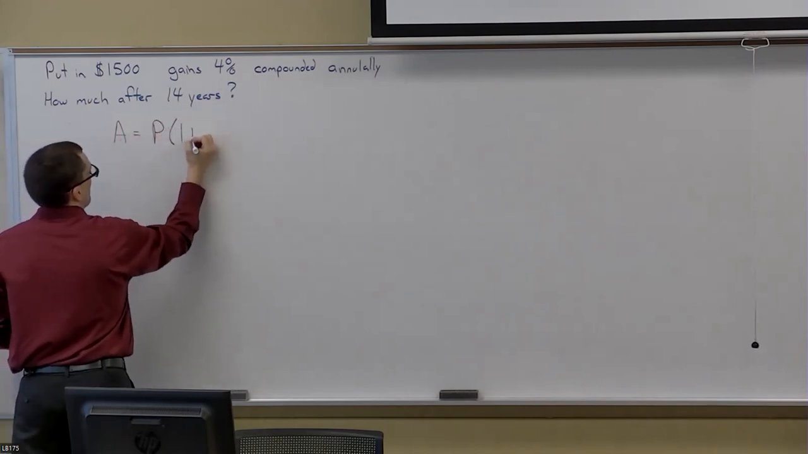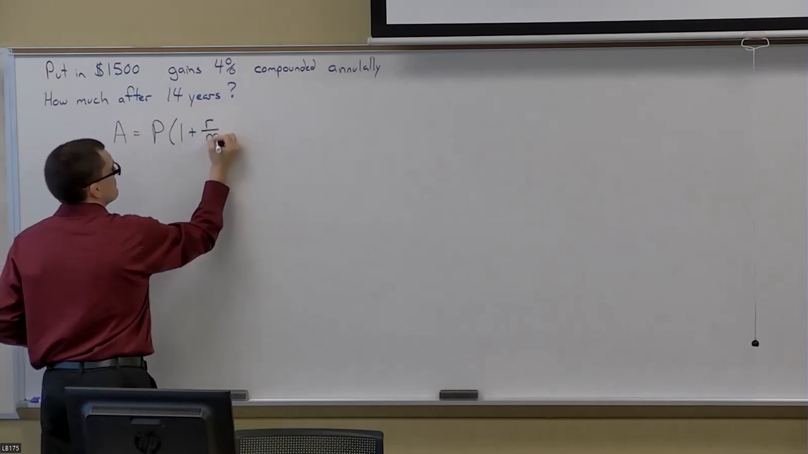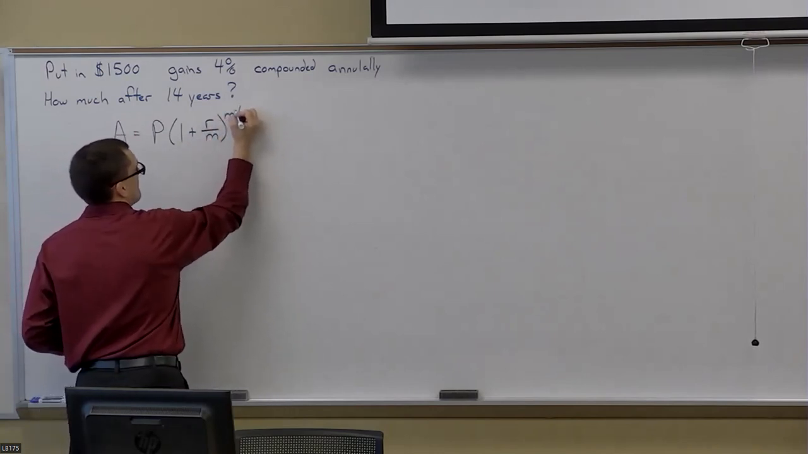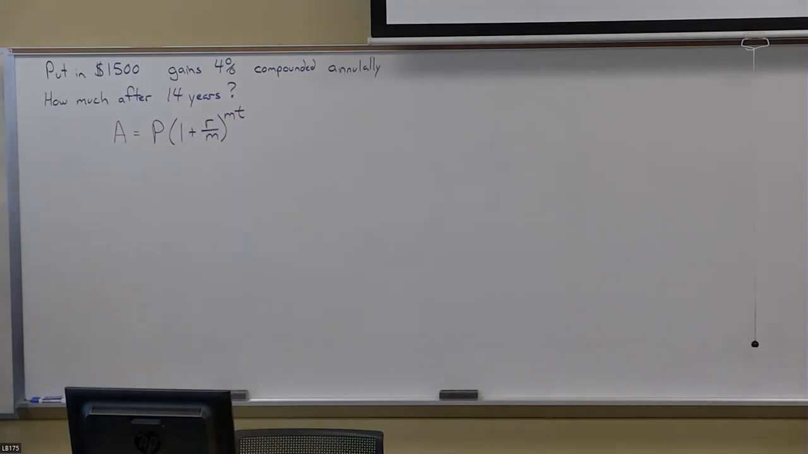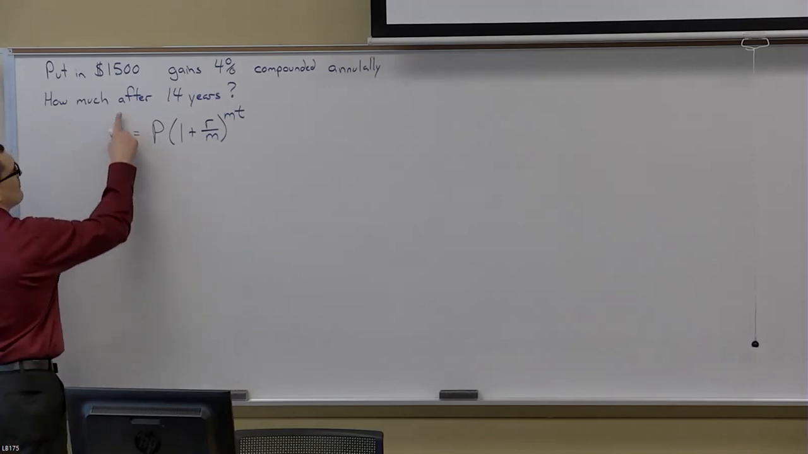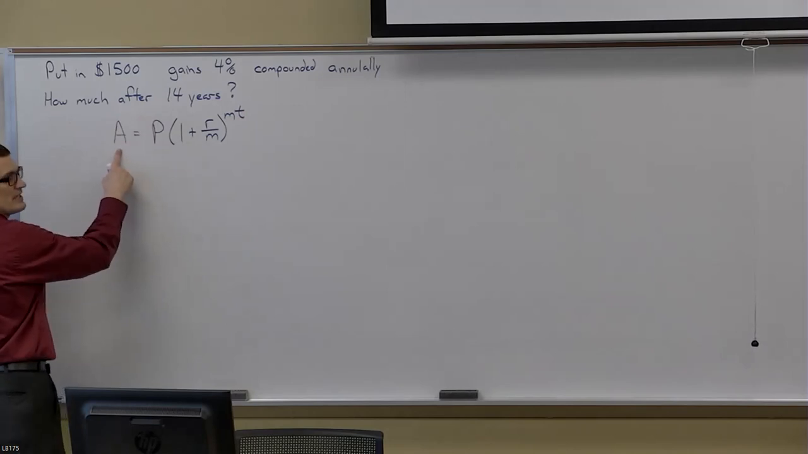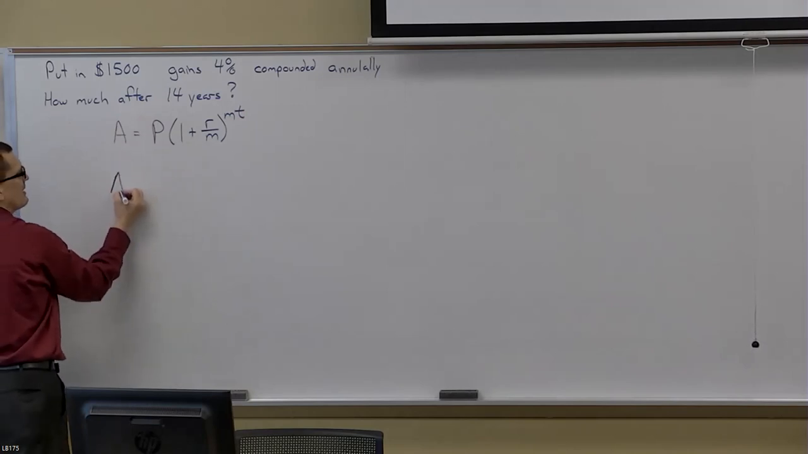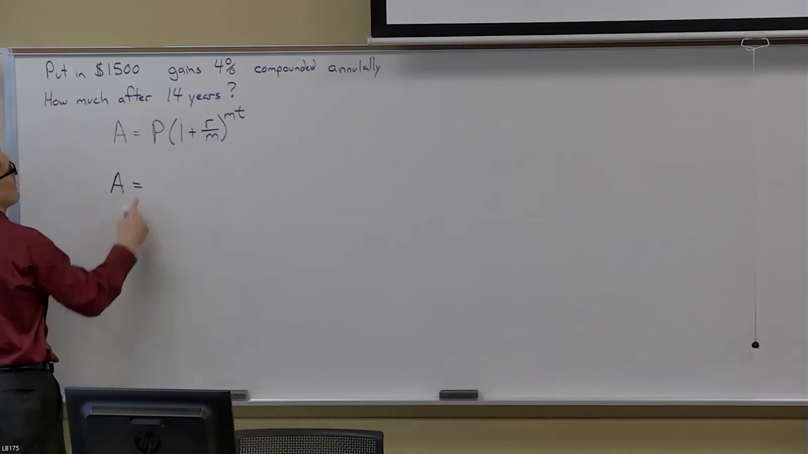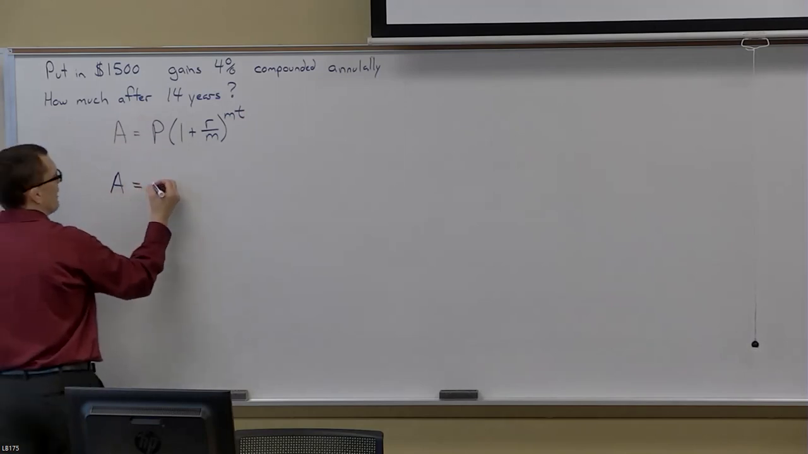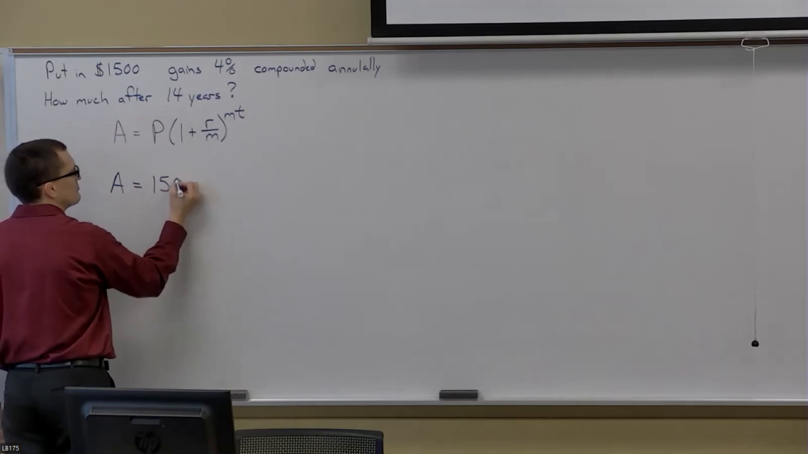I like rewriting, especially in my notes, this formula. Obviously, if I was doing a test or a homework, maybe I wouldn't. But remember, the whole purpose of taking notes is so you can go back and reference how you did it. So I like to have that formula written. How much after 14 years? Well, I'm looking for the A. So A is my variable. We're putting in 1,500. That's my principal.